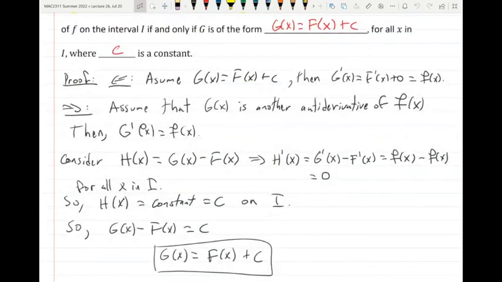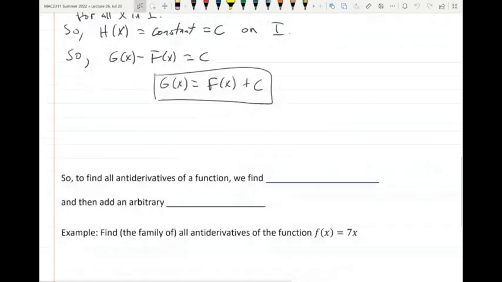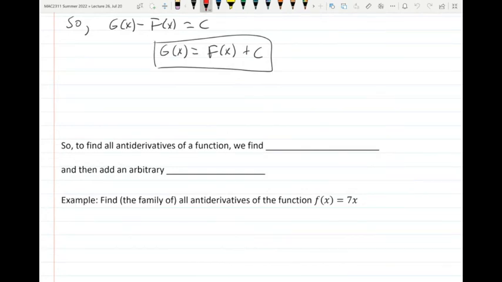Hopefully you notice how we are using knowledge from before to get these statements. So here's a summary. This was the end of the proof. To find all antiderivatives of a function, we find one antiderivative and then add an arbitrary constant. That's all we have to do. We call C an arbitrary constant because it can be whatever you want. It's a constant; whatever is your favorite number, you can think of it that way.